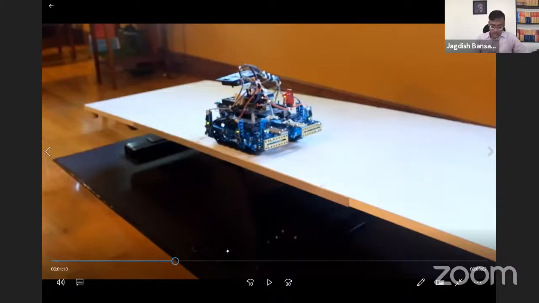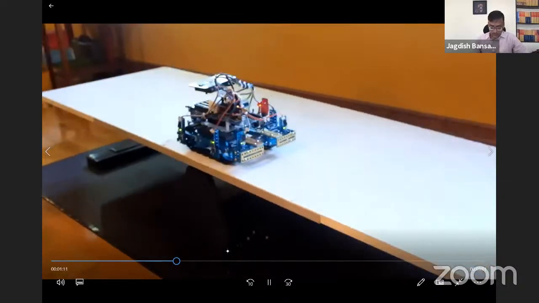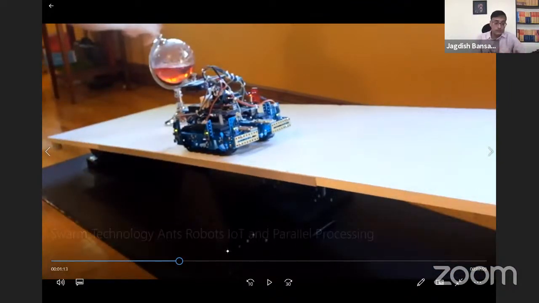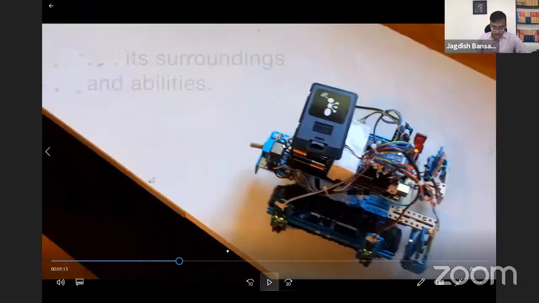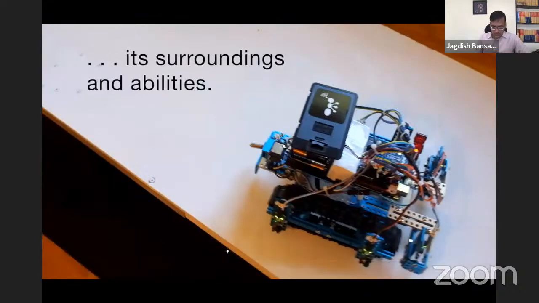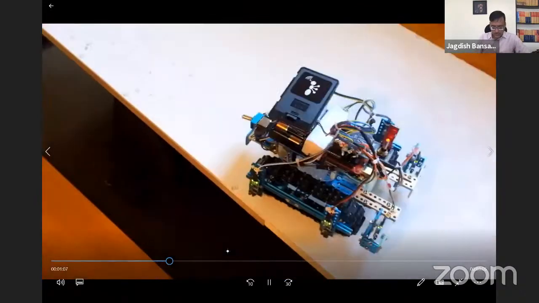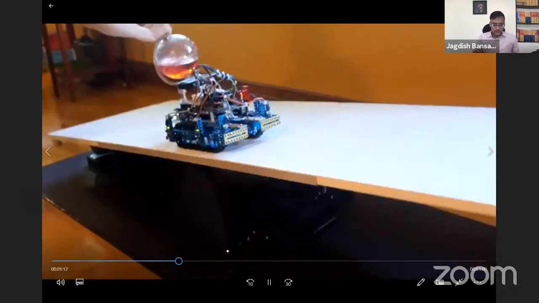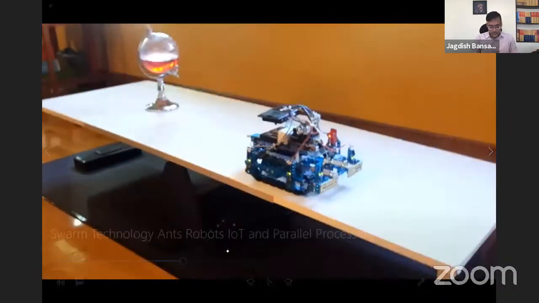So these robots are aware of their surroundings, and let me tell you what the problem is. The problem we have given to these robots is to balance this platform, to find out the optimal location where to position themselves so that this platform is balanced. Initially you can see here that it moves and finds the position. This is the position. Look, now the platform is balanced.